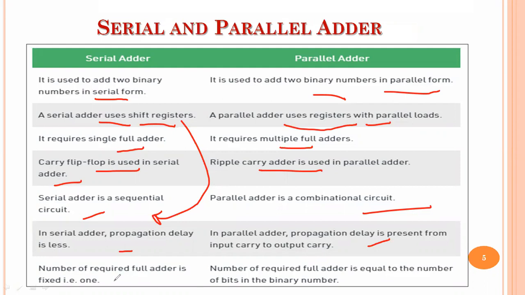The number of required full adders in serial adder is 1, whereas in parallel adder the number of required full adders is equal to the number of bits in the binary number. Similarly, the same number of full adders will be used. That is why the serial adder becomes cheaper as compared to the parallel adder. But yes, we can say that the serial adder is slower than the parallel adder. Clear?